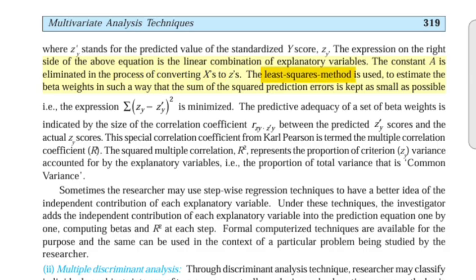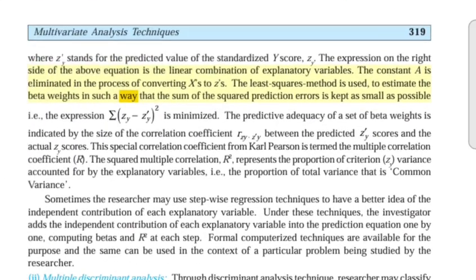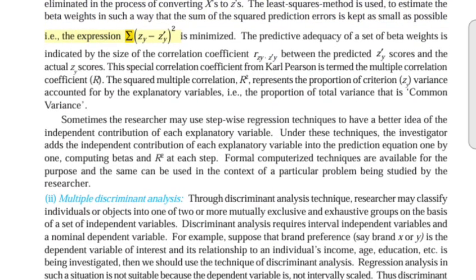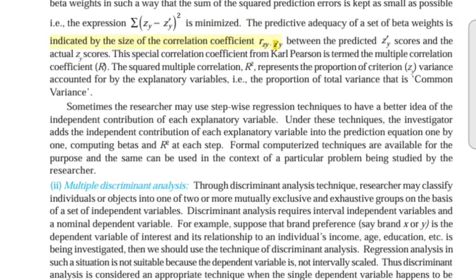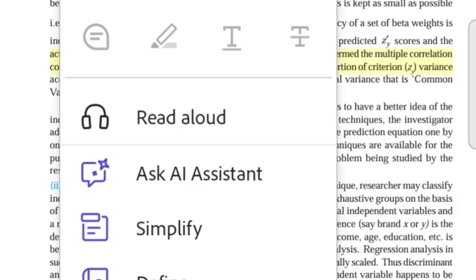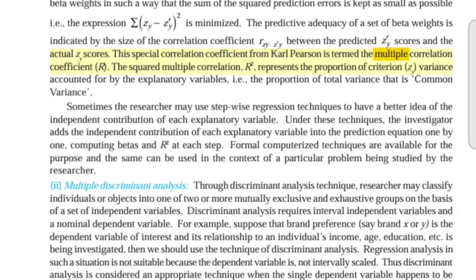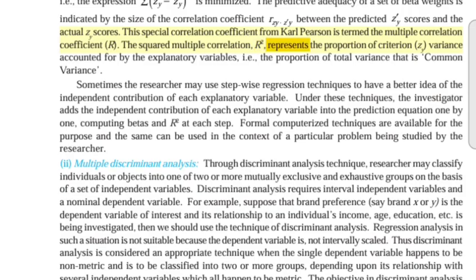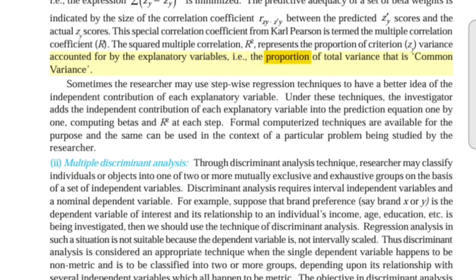The least squares method is used to estimate the beta weights in such a way that the sum of the squared prediction errors is kept as small as possible, i.e., the expression summation of (zy minus zy-hat) squared is minimized. The predictive adequacy of a set of beta weights is indicated by the size of the correlation coefficient between the predicted zy scores and the actual zy scores. This special correlation coefficient from Karl Pearson is termed the multiple correlation coefficient R. The squared multiple correlation, R2, represents the proportion of criterion zy variance accounted for by the explanatory variables, i.e., the proportion of total variance that is common variance.